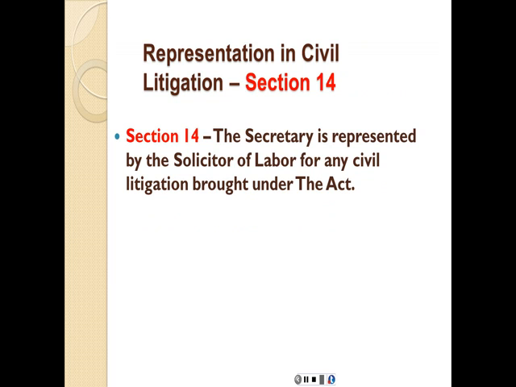A representation in civil litigation is under Section 14. The Secretary of Labor in this case is represented by the Solicitor of Labor for any civil litigation brought under the Act.